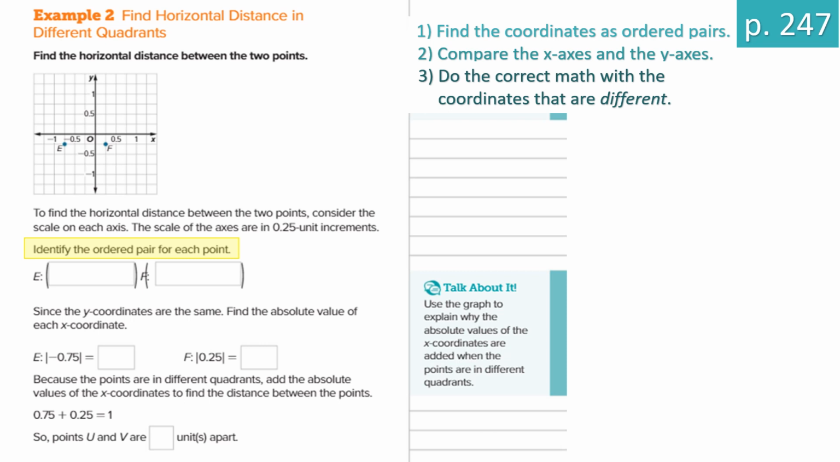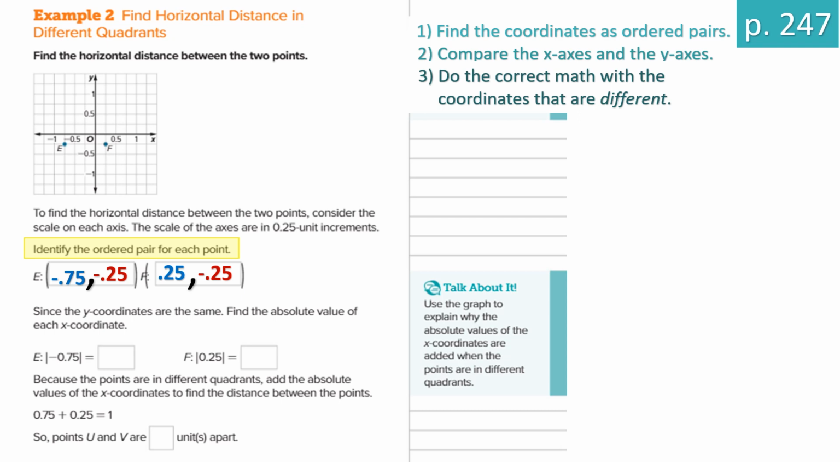When I'm finding my ordered pair for E, I'm going back 1, 2, 3 units, which is going to take me to -0.75. And then we're dropping straight down 1. So that's going to be a -0.25. When I'm finding my ordered pair for F, then I'm going forward 1 unit, which is going to be a positive 0.25, and I'm still dropping down 1 unit, so that's going to be my negative 0.25.